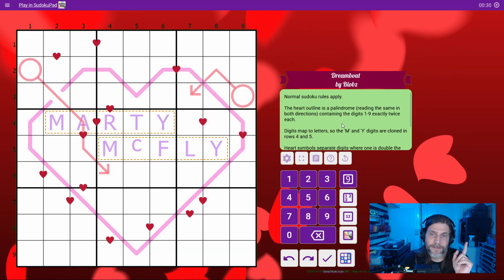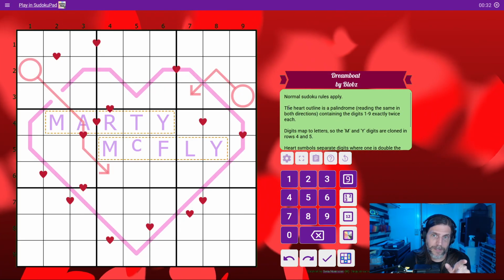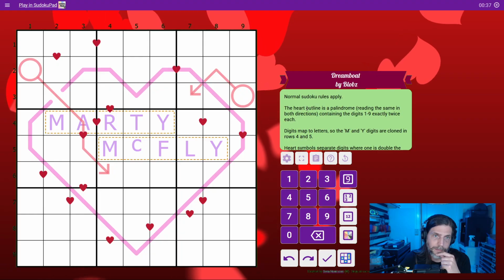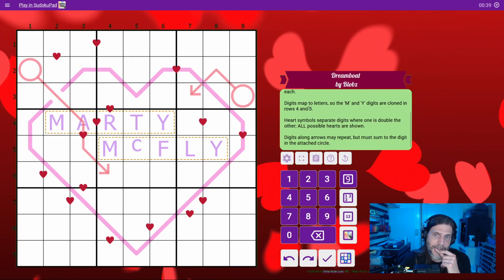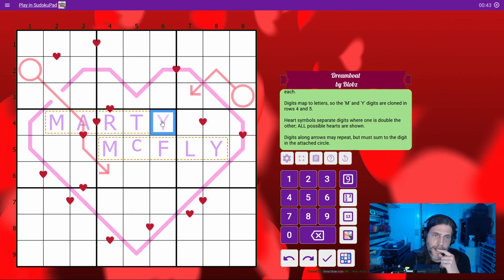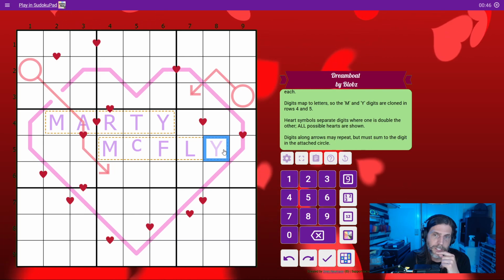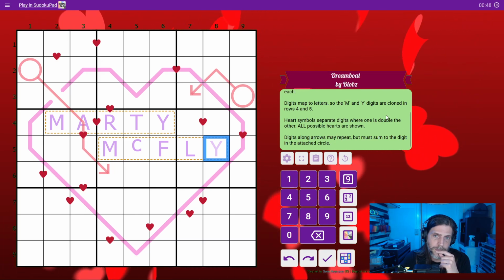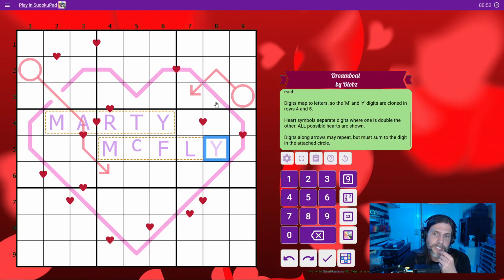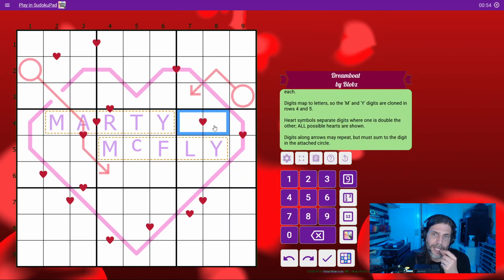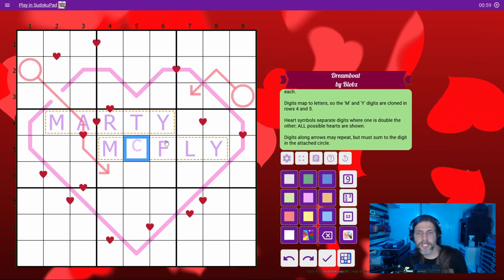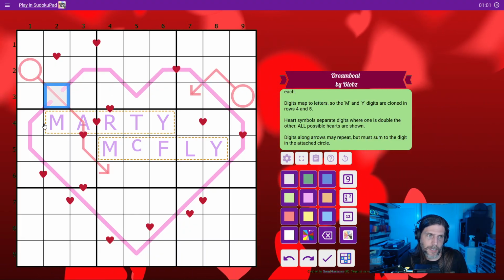So we have a palindrome around the edge, the same in both directions. And we have M and Y are cloned because digits map to numbers. Heart symbol separate digit where one is double the other. All possible. So we have every black crop key, and then we have some arrows. So the first thing we want to do is mark our palindrome.